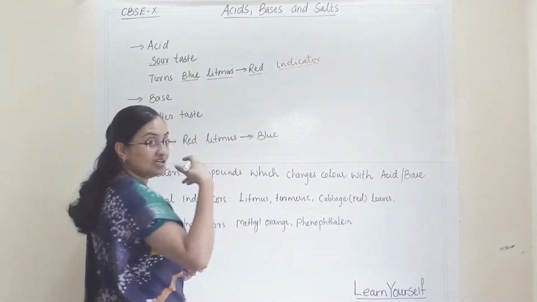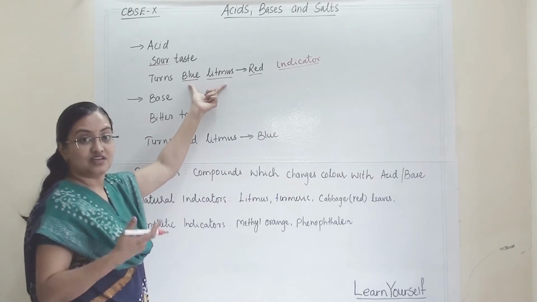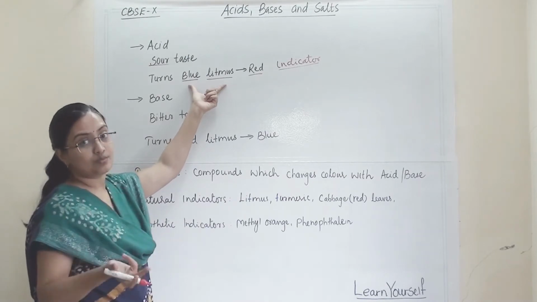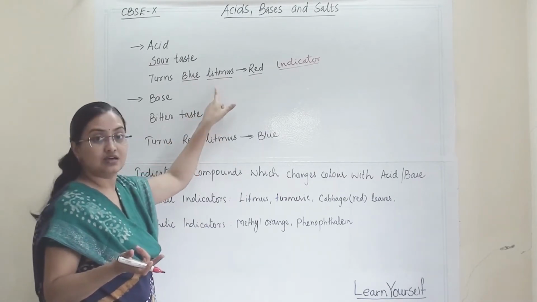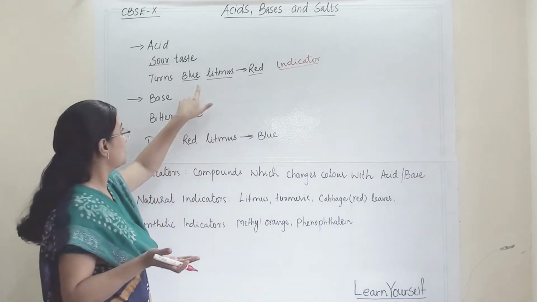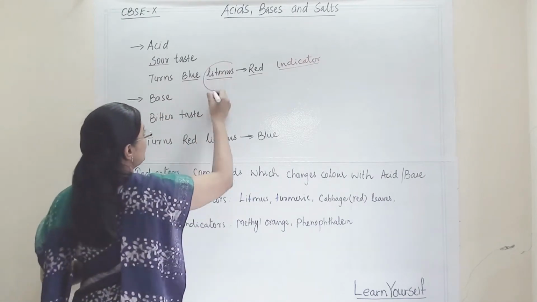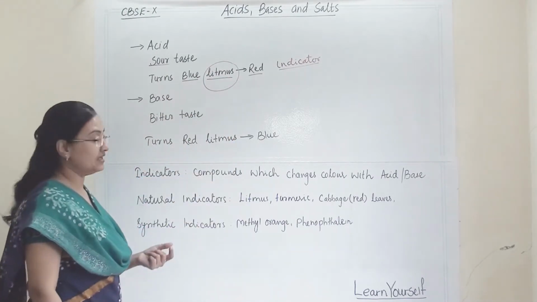Indicator means it indicates the solution, whether it is acidic or basic. It indicates the pH of the solution, whether it is acidic or basic. So that's why it is known as indicator. And this litmus is an indicator.